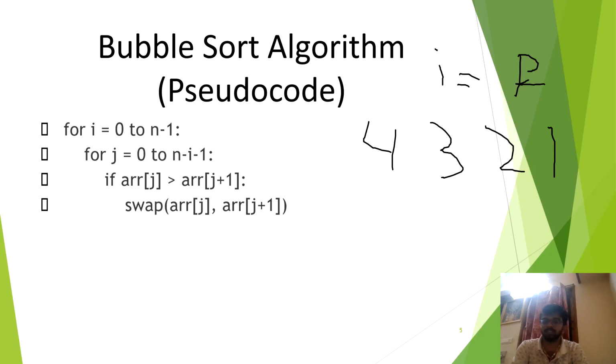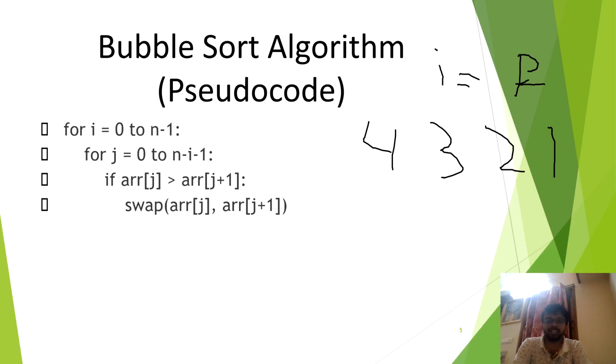N minus 1 means here what? This is 0, 1, 2, 3. We are going to give i less than n minus 1. Sorry, 0, 1, 2, 3. Here totally 4 elements, so n is equal to 4. So we are going to give 3. We start iteration i from 0 and it runs till 0, 1, 2.